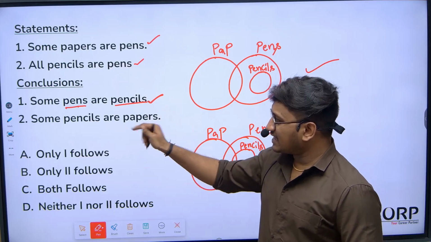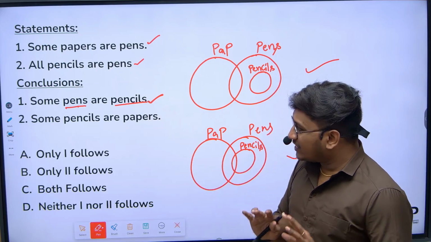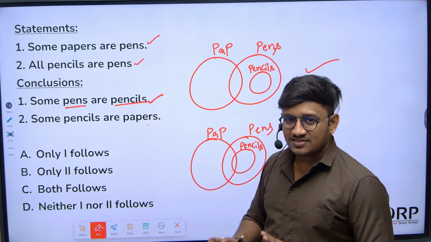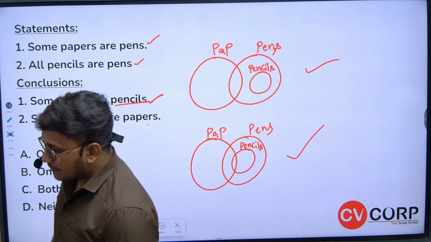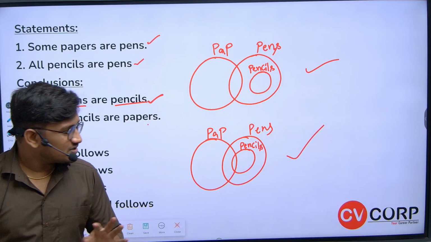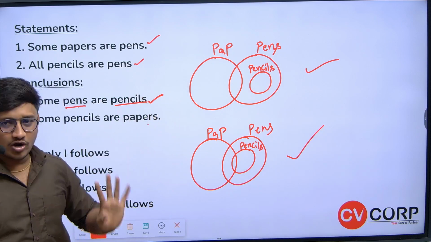Now let's say the second conclusion. Can you guess whether the second conclusion is correct or wrong? Can you post answers in the chat box? Just post whether the second conclusion is correct or wrong according to the Venn diagram.